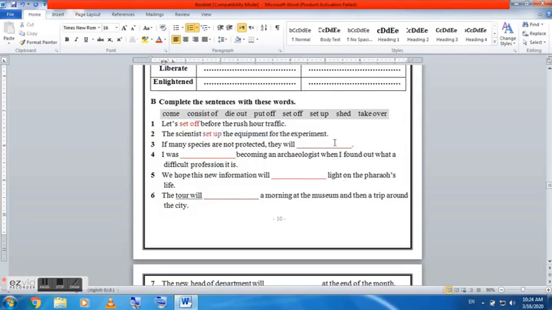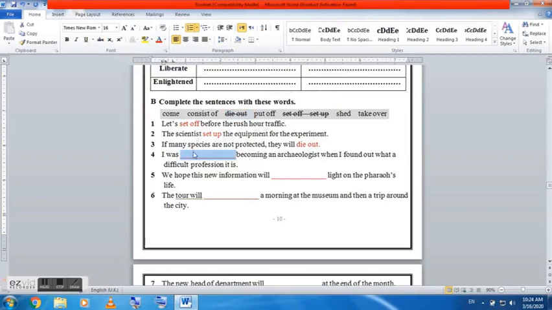The scientists something the equipment for the experiment. Here we're going to use set up. So they started putting everything in its place, and we're going to scratch set off and set up. Then number 3, if many species are not protected, they will definitely die out, which means to become extinct. This is the third one.